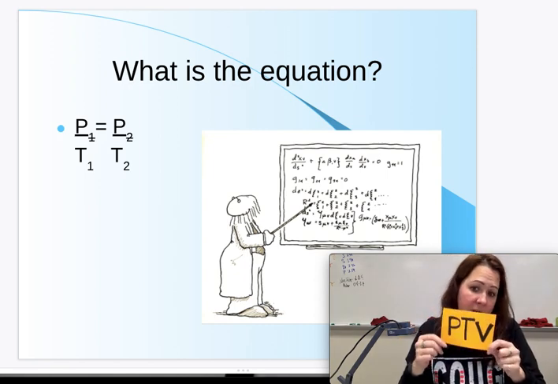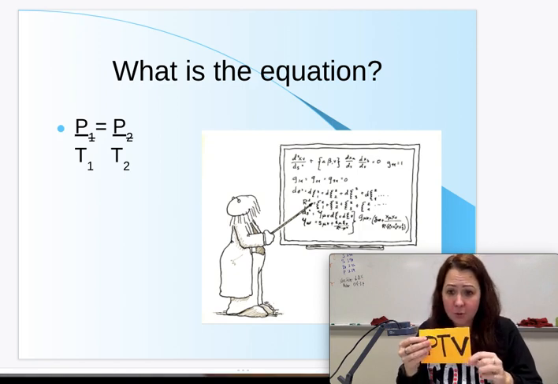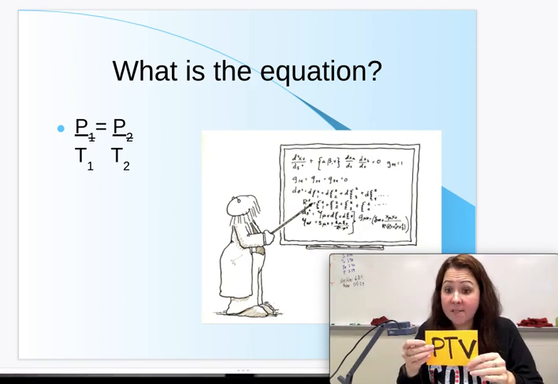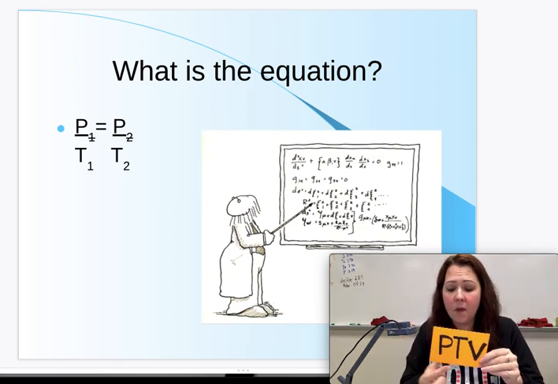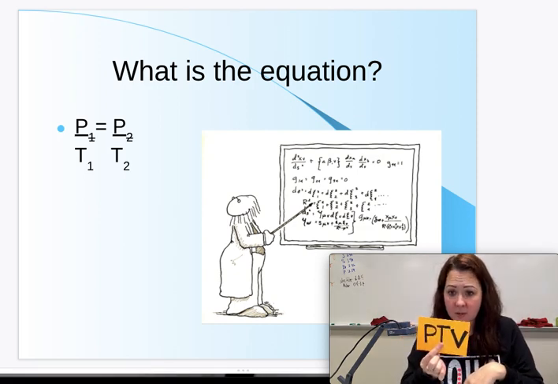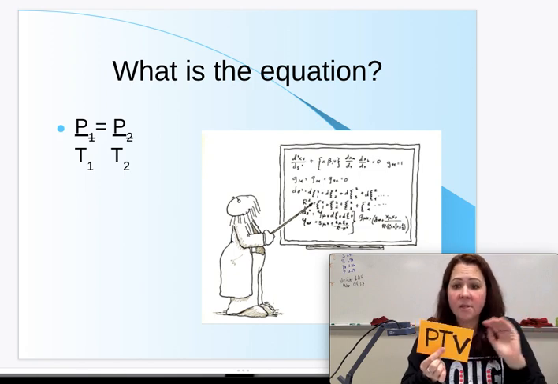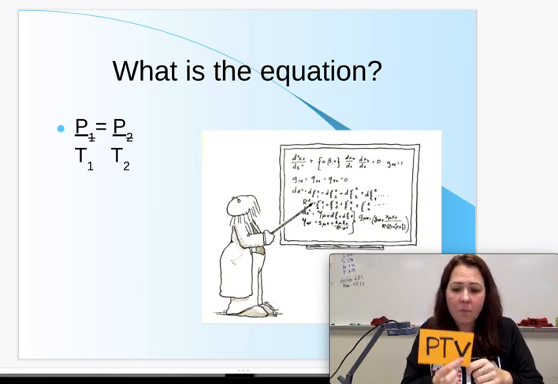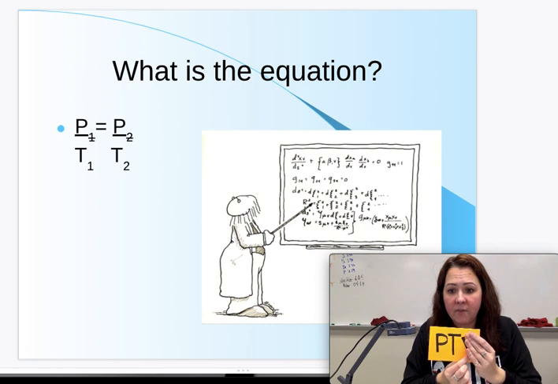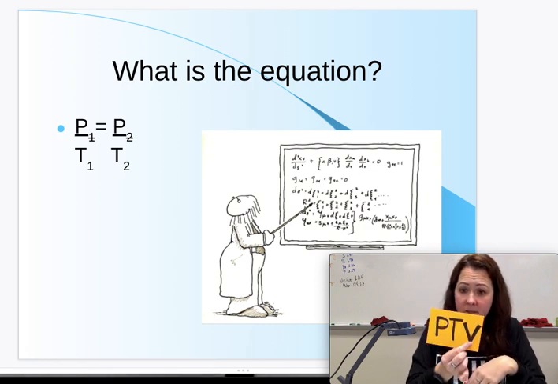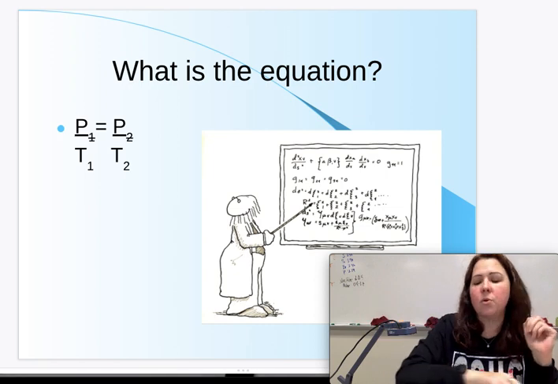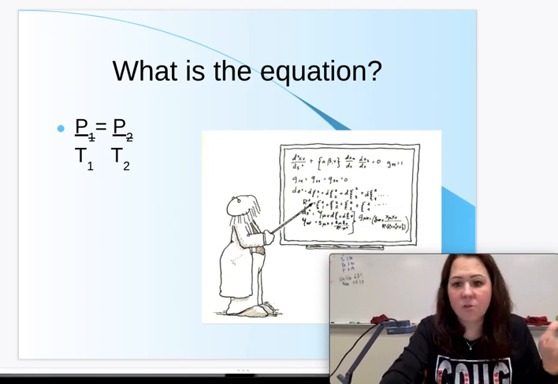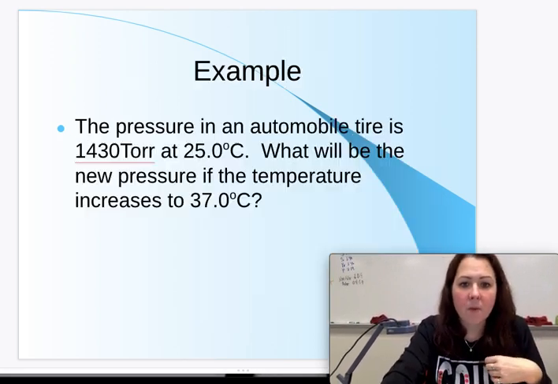Now, when we first made this card, we said that your pressure always has to be in ATM. If you don't have ATM, you're going to have to convert it. Temperature always has to be in Kelvin. So if you have Celsius, you're going to have to convert it to Kelvin. And your volume is always in liters, but we don't have to worry about the volume for this one because it is held constant. If you have 2 liters of gas, it'll be 2 liters of gas through the whole thing. If you have 30 molecules of gas, you have 30 molecules through the whole thing.